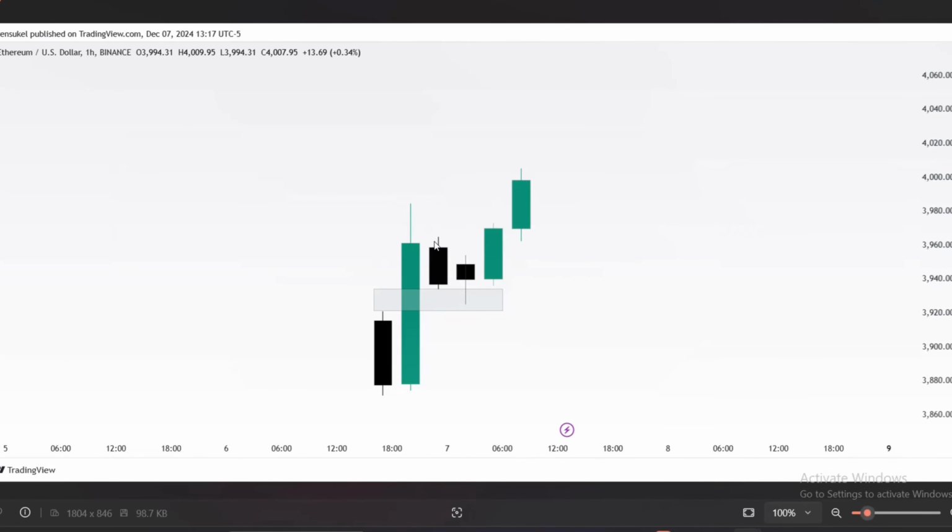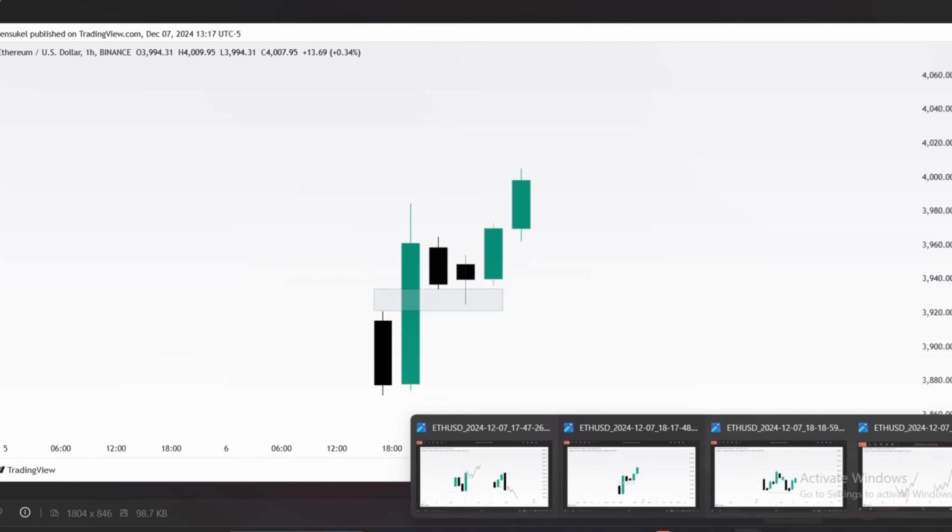Also, I made a mistake here. We first want to see one candle target. That would be the first candle, and then the second candle takes the first candle. So this one was supposed to take this one's low for us to trade it. So I made a mistake in this. But if you watch my previous video, I really explained places where we want the swing points to form.